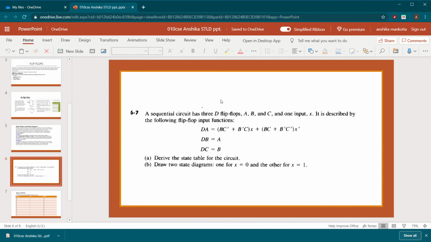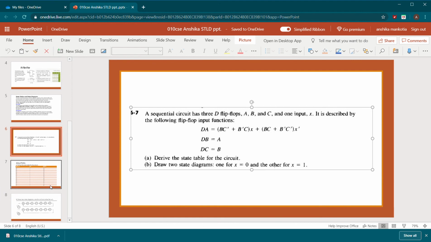Now this is the question. A sequential circuit has 3 D flip-flops A, B, and C, and one input X. It is described by the following flip-flop input functions as given, and I have to derive the state table for the circuit in the first part, and I have to draw two state diagrams, one for x equal to 0 and the other for x equal to 1, in the second part.